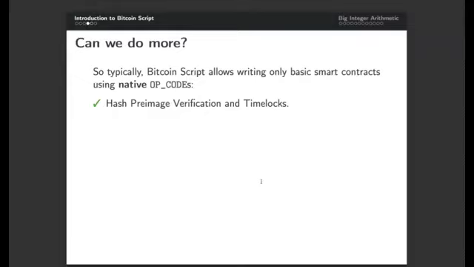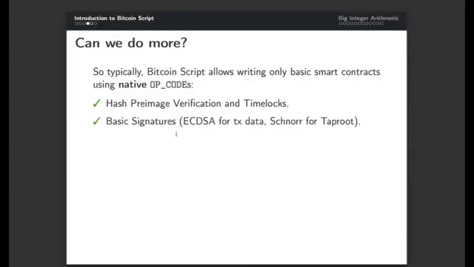Okay, so with these tools, Bitcoin Script allows writing only basic smart contracts using only native opcode operations. For example, you can easily implement hash preimage verification: given the hash value, you might want to spend the coin only if you have the message which, by hashing, gives you the value provided in the script. You can also implement time locks, so for example, you can spend the coins only after some period of time.